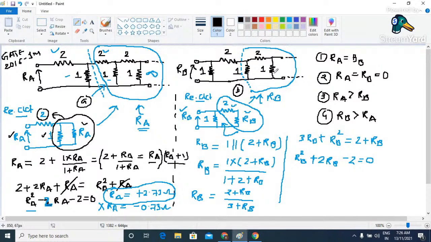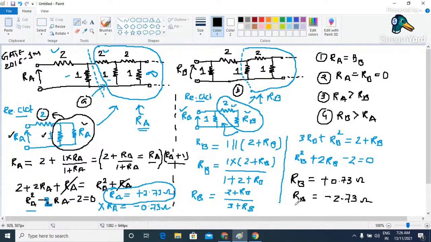in order to find the value of this RB. If you solve this, you will get again two values for RB. Take a calculator and solve this. You will get the first value of RB as plus 0.73 ohm, and the second value of RB you will get as minus 2.73 ohm.